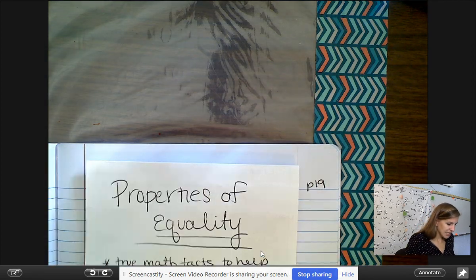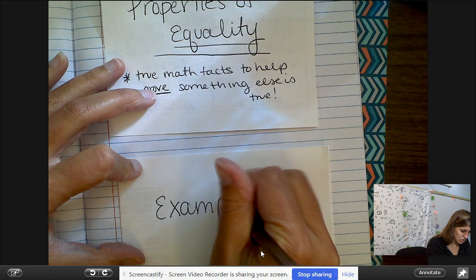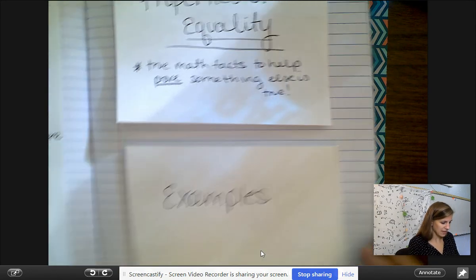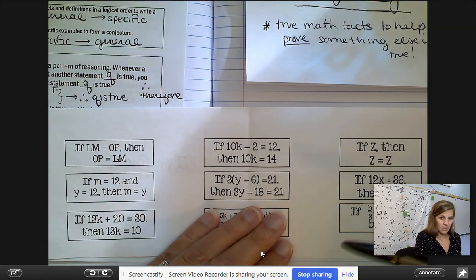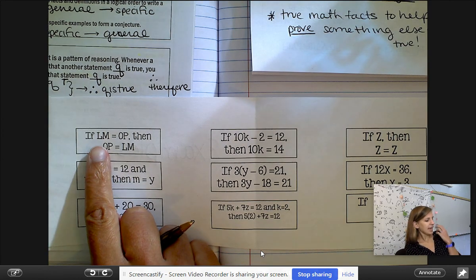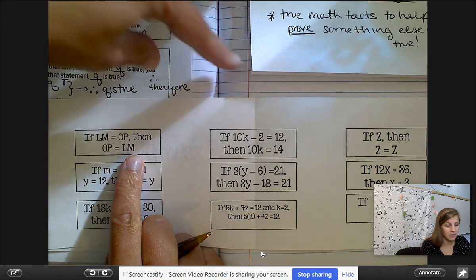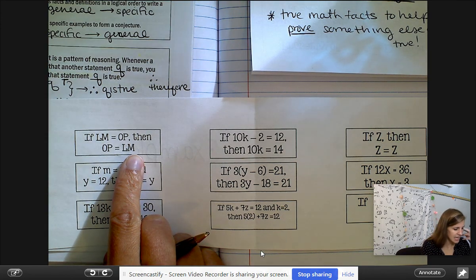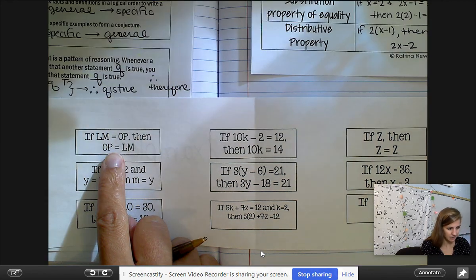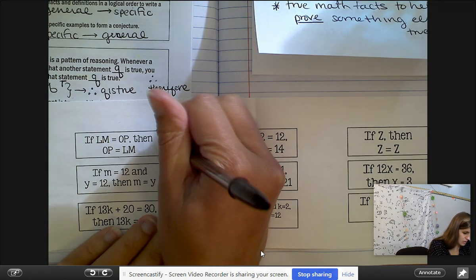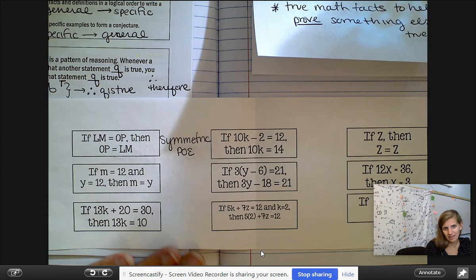All right, so then down here, we're going to do a little practice. So we'll say that these are our examples. We're just going to go through and we're going to label each one with its justification. So if I see something like this, if I have LM is equal to OP, and then OP is equal to LM, we're just trying to figure out which property of equality that is. And what I noticed is these swap spots, and that is our symmetric property. So symmetric property of equality, because I'm lazy, POE.